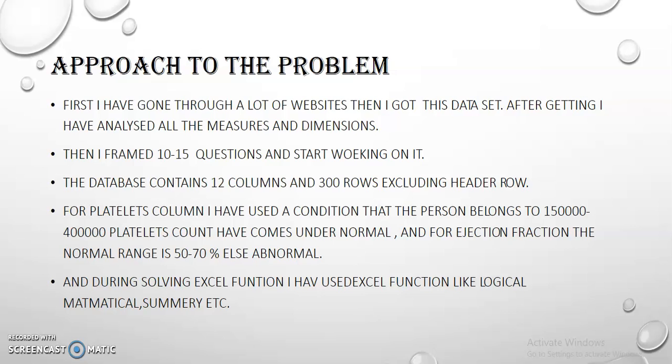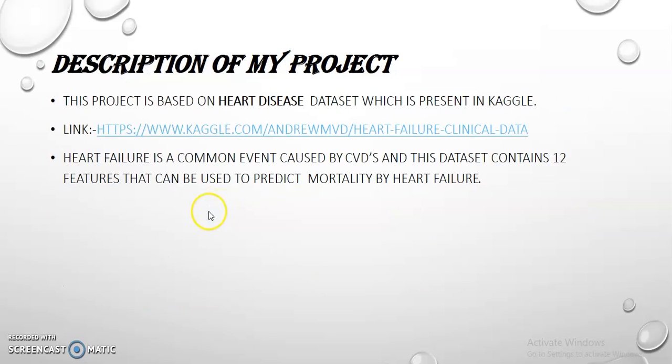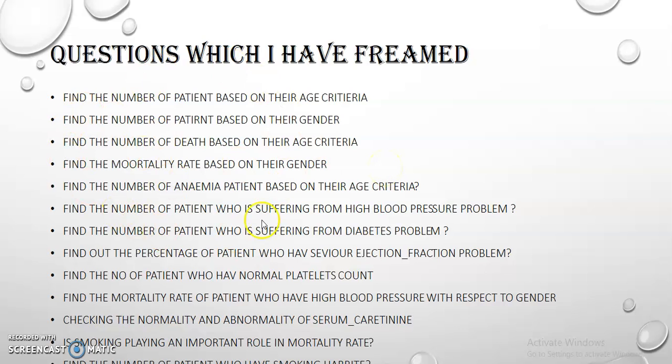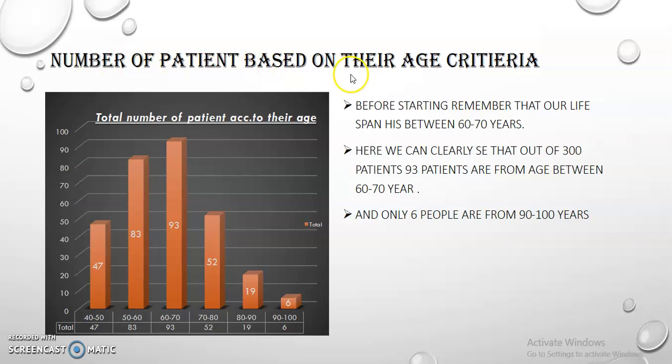Problem approach: as I have told you, there are 12 columns and more than 300 rows, and I have created 15 questions. This is the link from where I have downloaded my data set. This is basically a heart disease problem, which I have told you earlier. This is the question which I have analyzed. First question is number of patients based on their age.